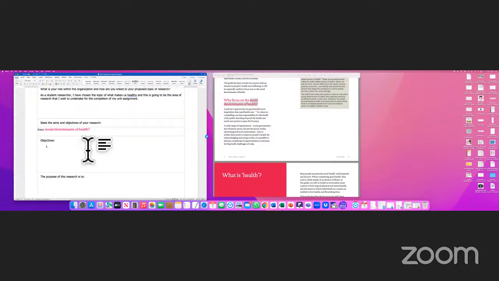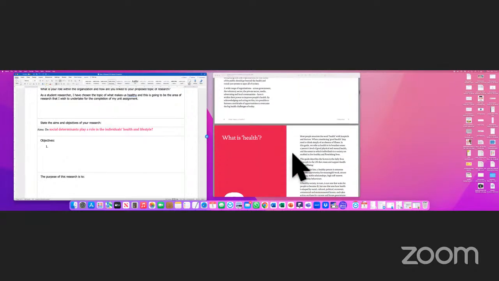So the objective of the study is: do social determinants play a role in the individual's health and lifestyle? Because what we are going to do is study the reasons behind why social factors are important for an individual to maintain a healthy lifestyle. And here we are also going to list a few objectives.